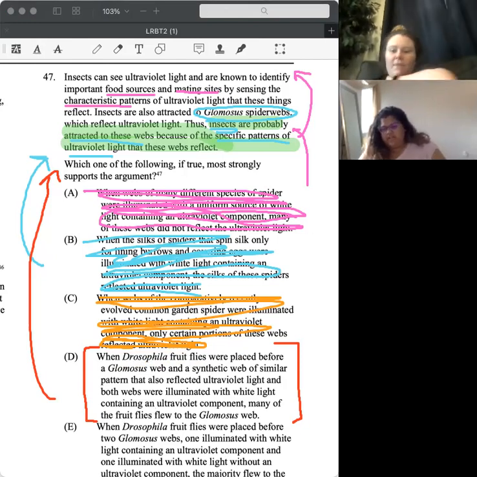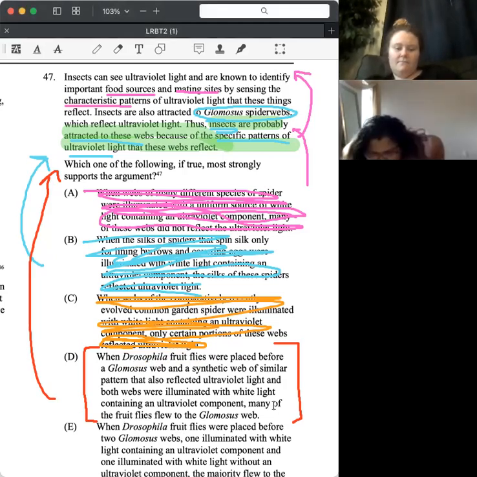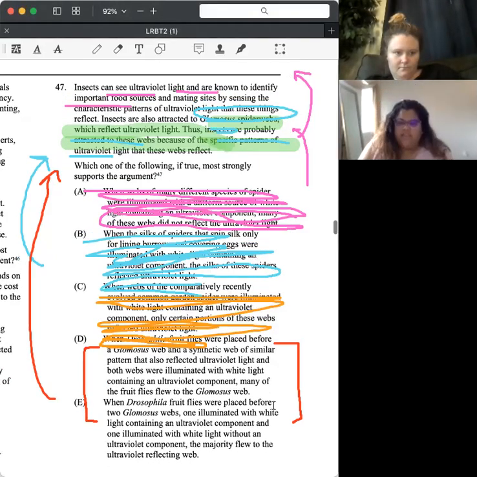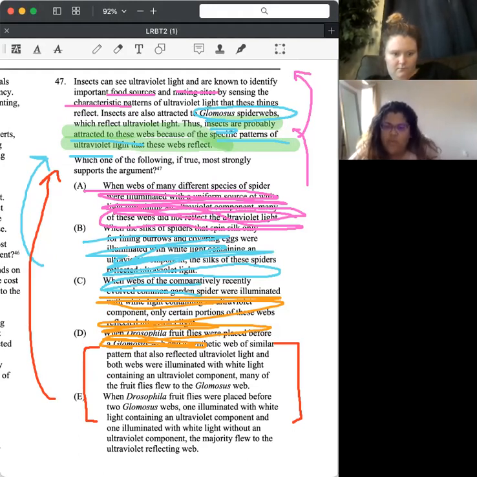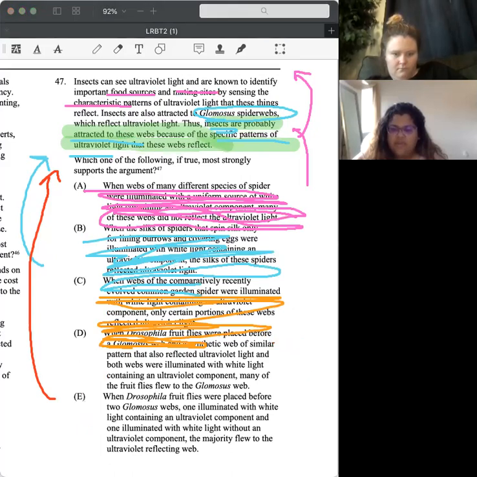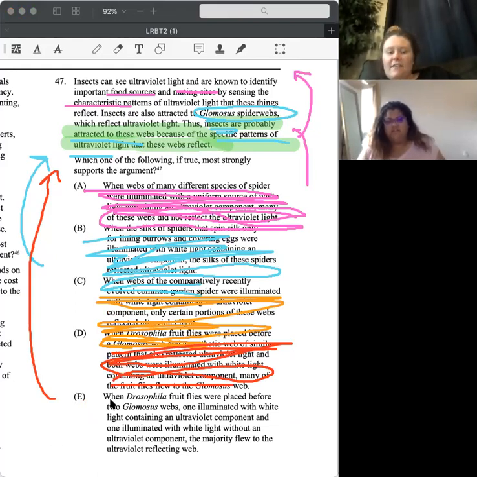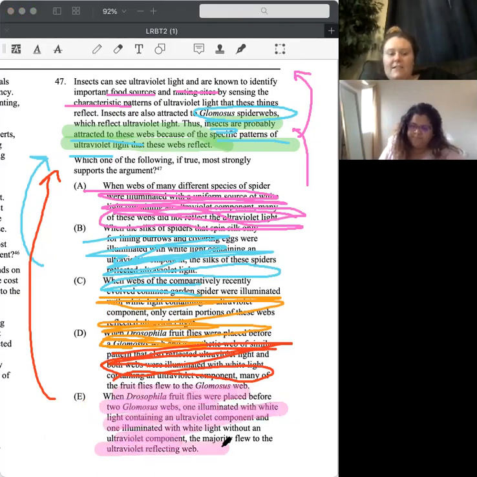Yeah. Okay, so now let's look at E. When the fruit flies were placed before the G web, one illuminated with white light containing an ultraviolet component, and one illuminated with white light without an ultraviolet component, the majority flew to the ultraviolet. So that's like what we said before. Yeah, that strengthens the idea that they like the ultraviolet component. That's the only thing that's different. We know that they like it for that reason, and that's why E is our answer.